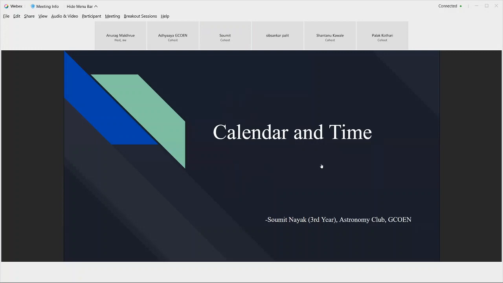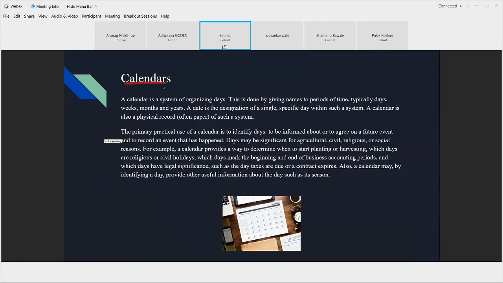So what exactly is a calendar? What is the first thing that comes to your mind when you hear the word calendar? You think of something like this picture, where there are dates, months, and days, and sometimes they're in red, which indicates holidays or Sundays. So you rejoice when there's a vacation. This is a dictionary definition: a calendar is a system of organizing days by giving names to periods of time, typically days, weeks, months, and years.